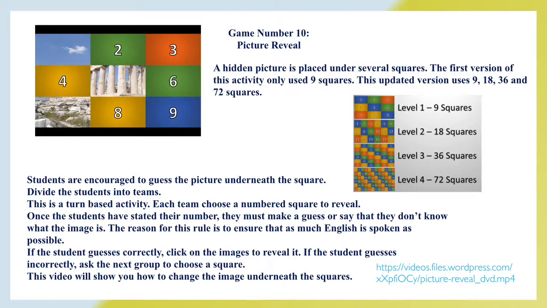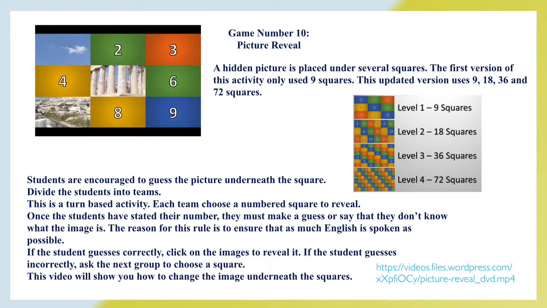Divide the students into teams. This is a turn-based activity. Each team chooses a numbered square to reveal. Once the students have chosen their number, they must make a guess or say that they don't know what their image is. The reason for this rule is to ensure that as much English is spoken as possible.